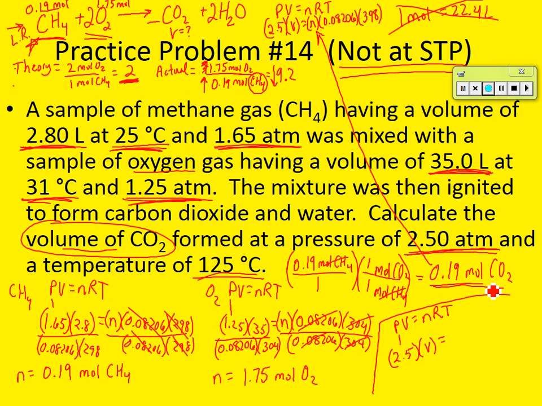The number of moles we just solved for, 0.19. R is 0.08206. And what was the temperature? 398. Okay. How do you get V by itself? Divide by 2.5. Do I need to do that to both sides? Yeah. On this side, it cancels out, and so V is equal to all of that. So 0.19 times 0.08206 times 398, and then divide that by 2.5.